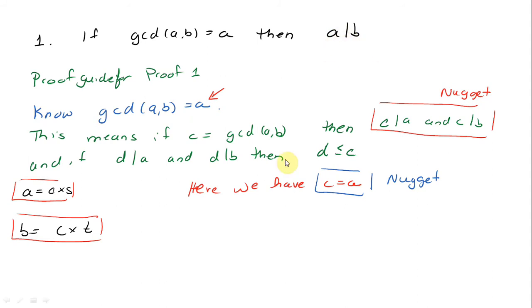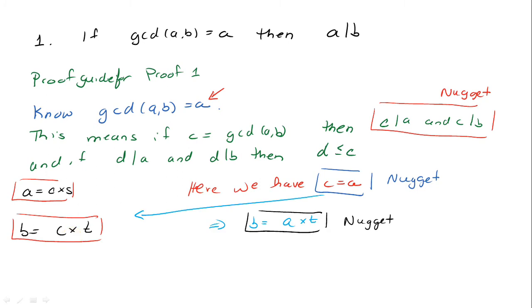A divides B. Well, if I look at these 3 things I have here, I just get a feeling of automatically putting C equals A into this one. And I get a new nugget. I get B is equal to A times T. So I just did that just because I saw them all sitting there and it looked like it was crying to do that.